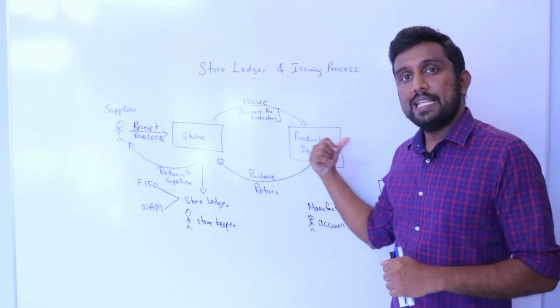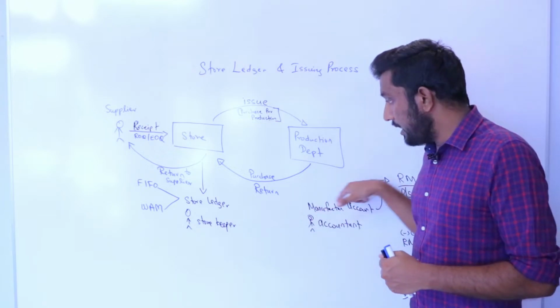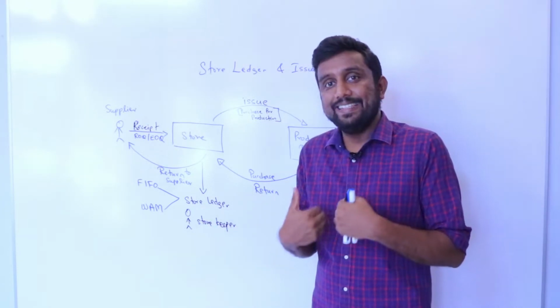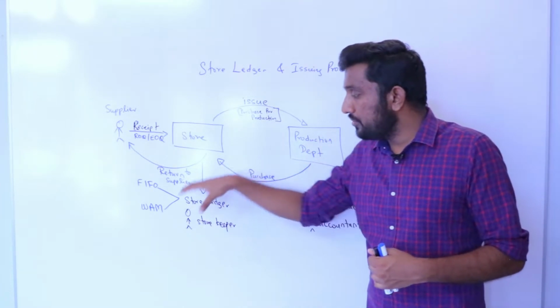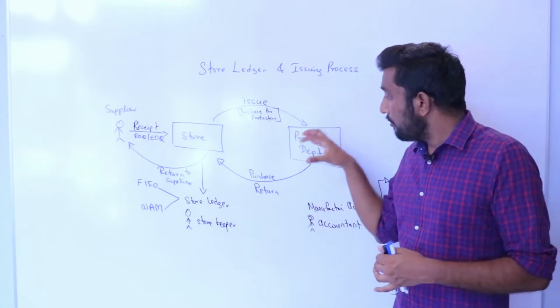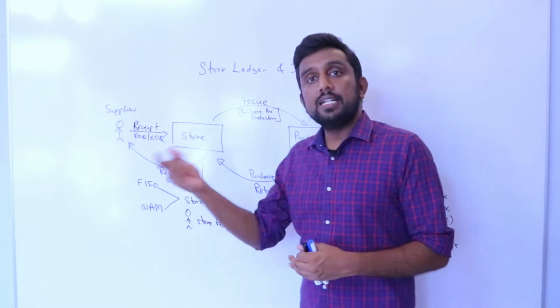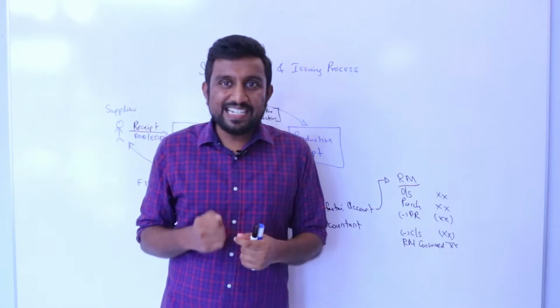This issue means the purchase for the production department, because the accountant will be here, not here. The accountant knows only what he is receiving, or what the manufacturing department is receiving. He doesn't know about this. So he considers the received part from the production department as purchase and the returning from the production department as purchase return. So this is a little bit complex.